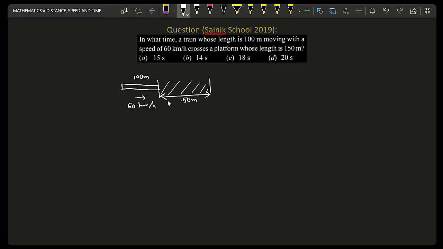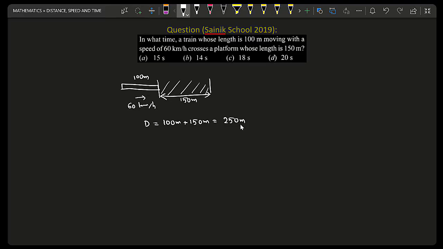Length of the train plus length of the platform. If you add those two lengths, what are you going to get? When you add the distances, you'll get distance only. What distance will you get? The distance traveled by the train, right? So the distance traveled by the train is equal to 100 meters plus the platform length of 150 meters, and it's going to be the sum, 250 meters. Very good. That means the train has to travel 250 meters to cross the platform.